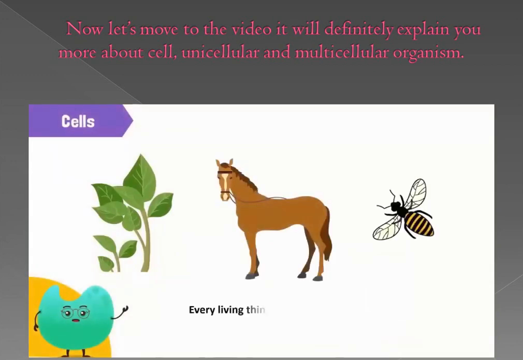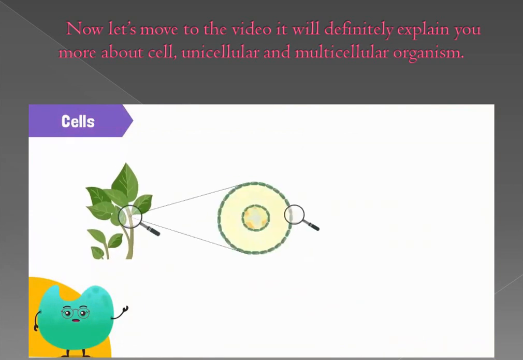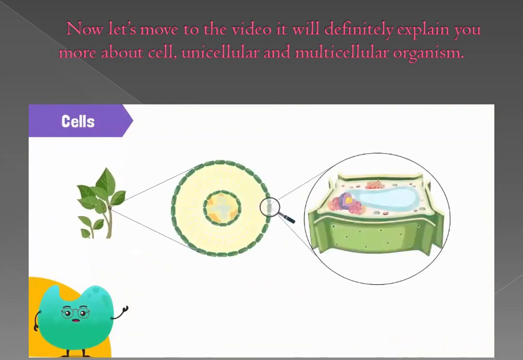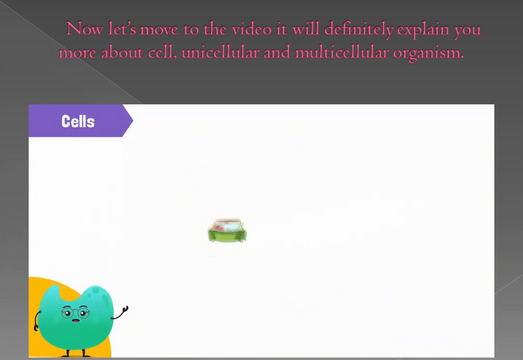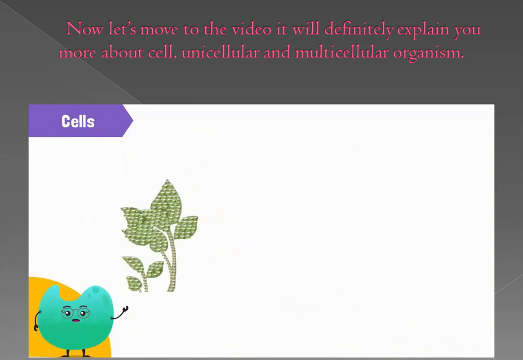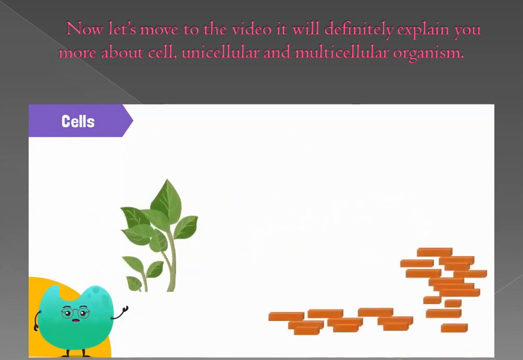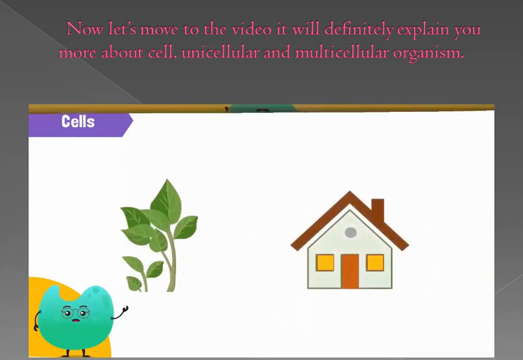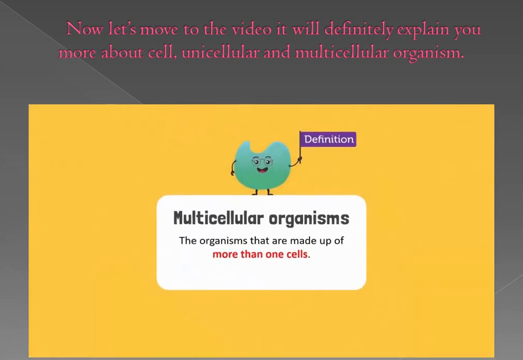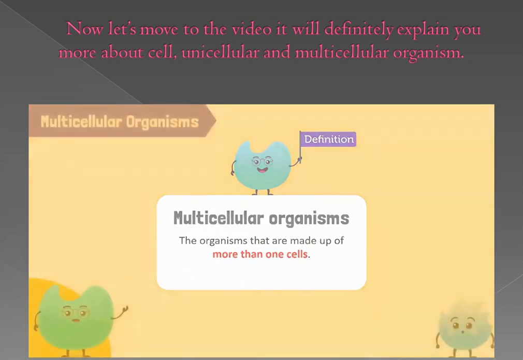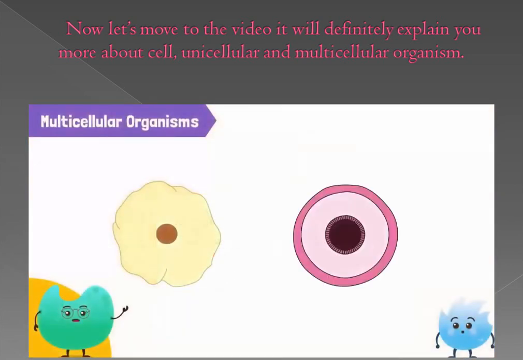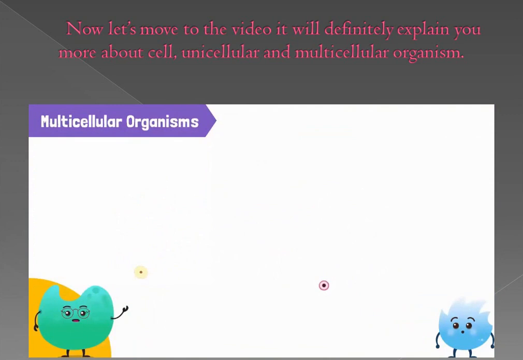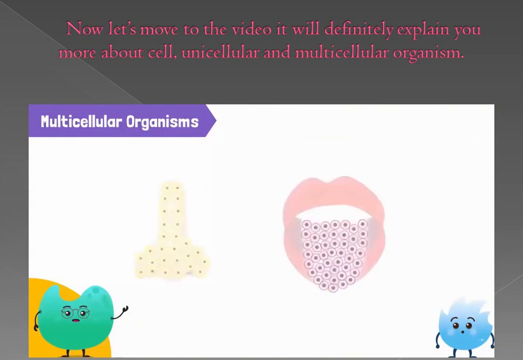Every living thing is made up of cells. Cells are so tiny that they cannot be seen by the naked eye, but all of them join to form a bigger organism that we can see. Just like a house cannot be pictured until you see all the bricks come together. The organisms that are made up of more than one cell are called multicellular organisms. Different types of cells have different functions. Many cells of the same type come together to perform the same function in a body.